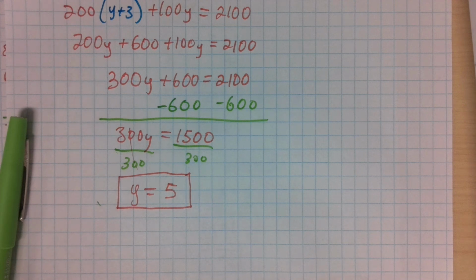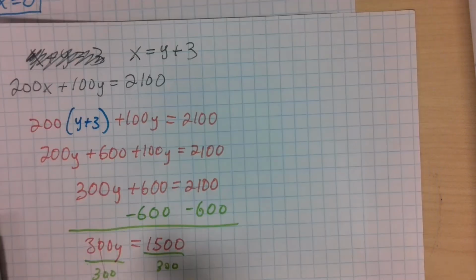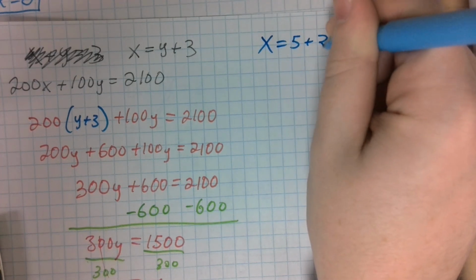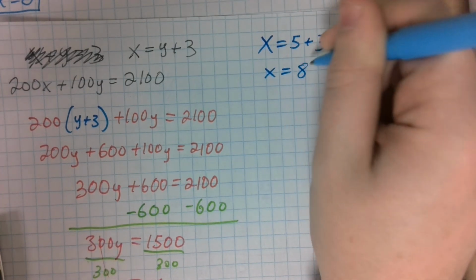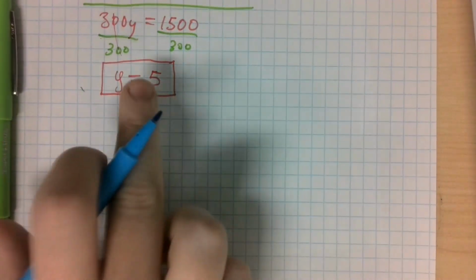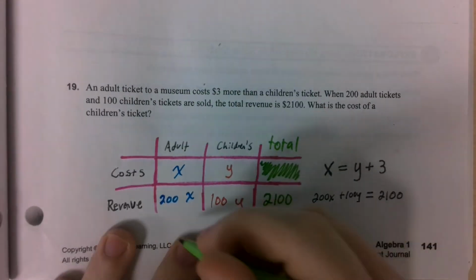Technically, we're all set. We just want to know the price of a children's ticket. But if you wanted to find the price of an adult ticket, you could finish the problem. Taking y equals 5, plugging it into the top equation. If x equals 5 plus 3, then the price of an adult ticket is $8. Because we're only asking for the price of a children's ticket, though, we would say the price of a children's ticket is $5.